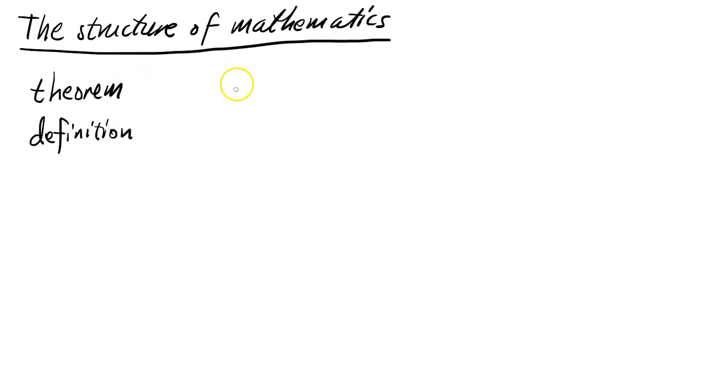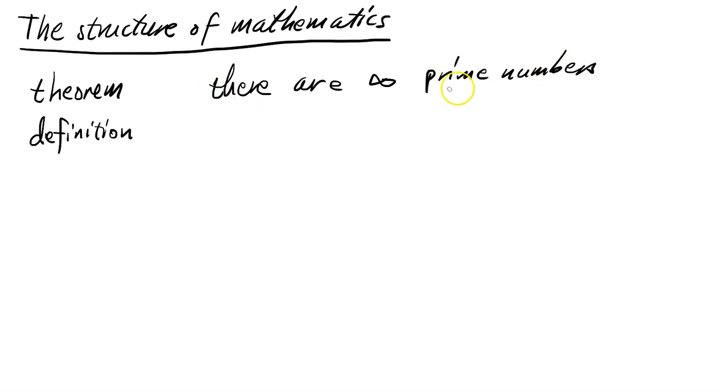For example, a theorem is: there are infinitely many prime numbers. So that's a mathematical theorem. It's either true or false, but then it has been proven to be true. So that's a mathematical statement.